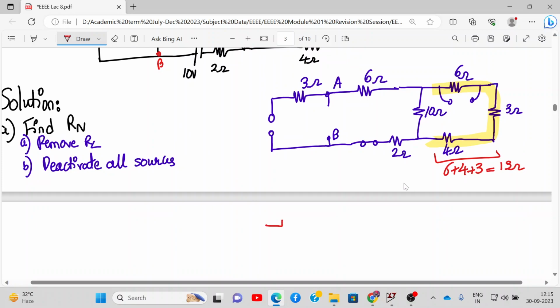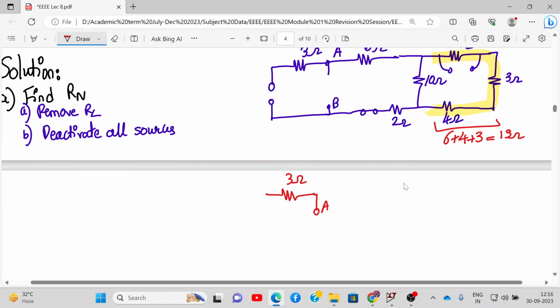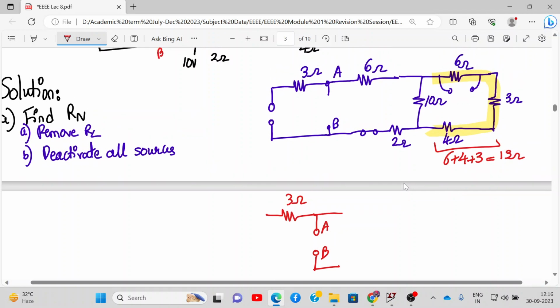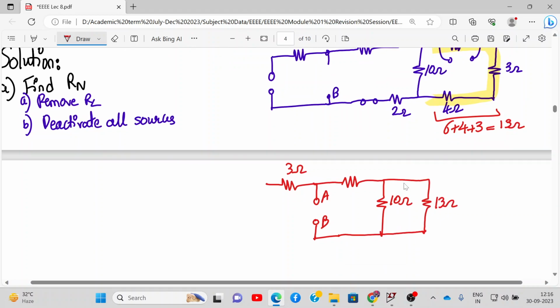So here we have 3 ohms, it is open circuited actually, and here we have point A and point B, it is open, right? Here we have 6 ohms, then we have 10 ohms, and in parallel we have this as 13 ohms. So what will be RAB? This 3 ohms will become redundant because it is open circuited. So RAB will be, these two resistances will be in parallel. We can write 10 ohm parallel to 13 ohm. That will come out to be 5.65 ohms.